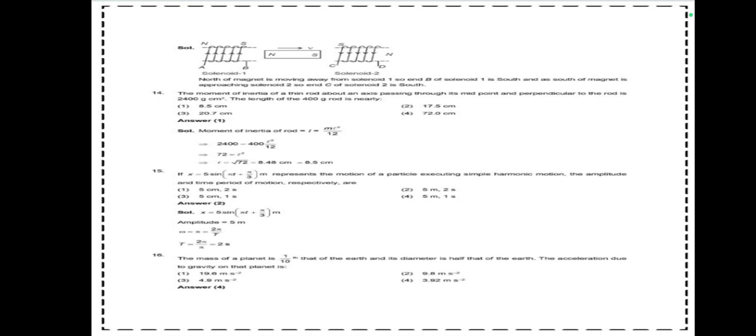Question number 16. The mass of a planet is 1/10 that of the earth and its diameter is half that of the earth. The acceleration due to gravity on that planet is. Answer is 4. 3.92 meter per second square.